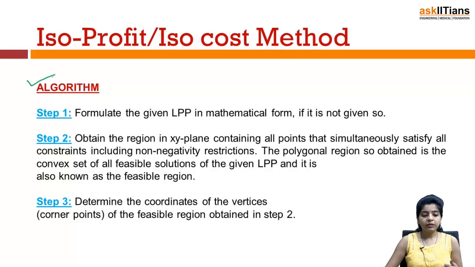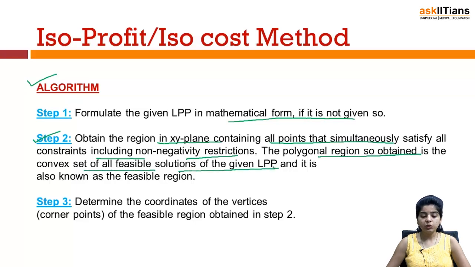So first of all is the algorithm. Step 1 says formulate the given LPP in mathematical form if it is not given so. Obviously that is the first step. Then the second step is to obtain the region in the xy plane containing all points that simultaneously satisfy all constraints, including non-negativity restrictions. The polygonal region so obtained is the convex set of all feasible solutions of the given LPP, and it is also known as the feasible region.